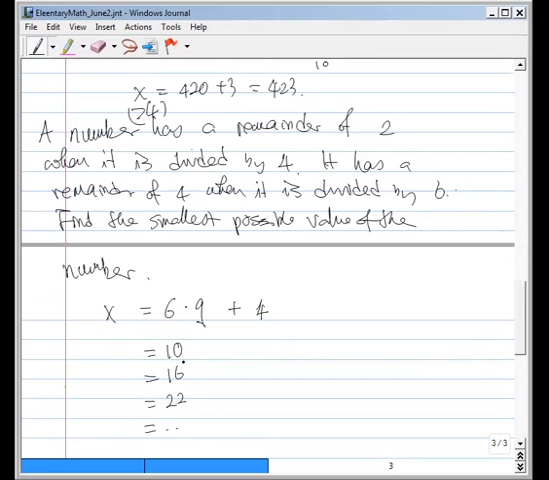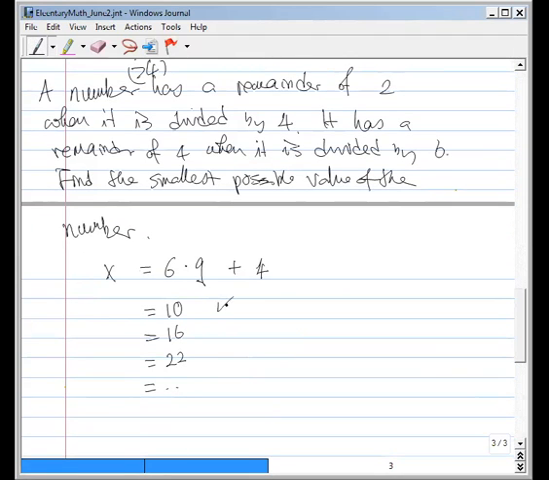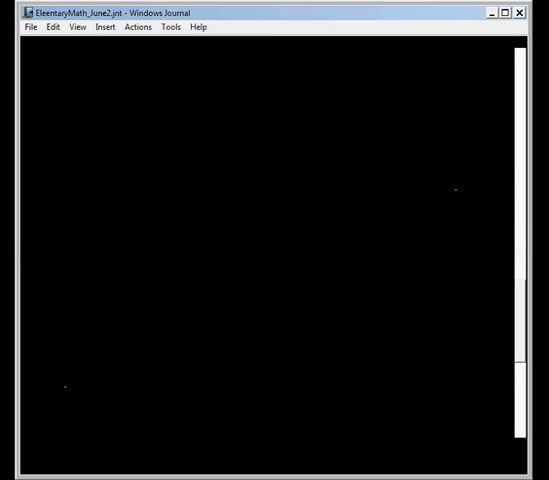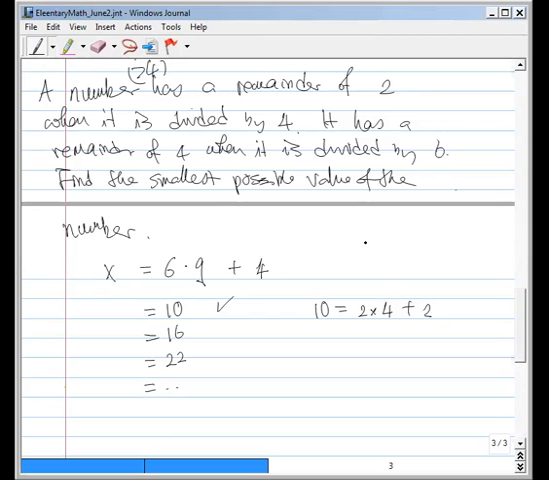You find out that when 10 is divided by 4, the remainder is going to be 2. We see that, right? So this is the answer because 10 is 2 times 4 plus 2. Okay, so this matches the first condition.